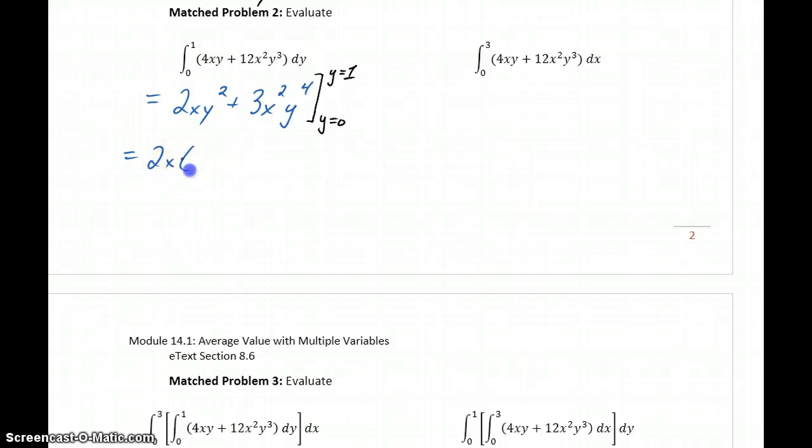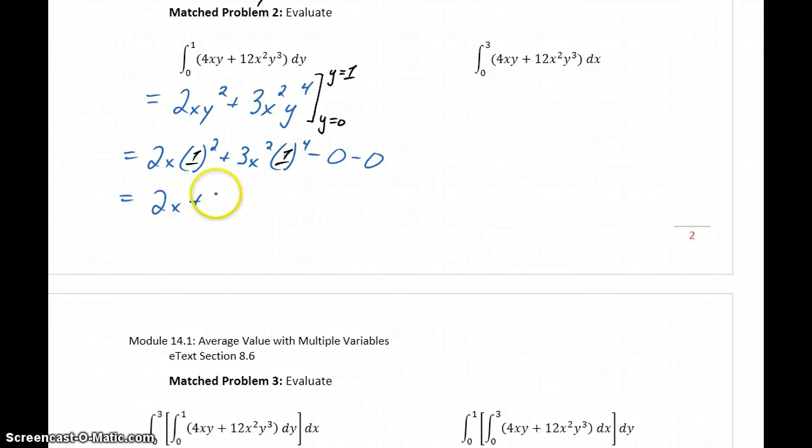So this will become 2x times 1 squared plus 3x squared times 1 to the fourth. So that's that function evaluated at y equals 1. And then when we plug in y equals 0, this will go to 0, this will go to 0. So we're subtracting 0 minus 0. So our final answer here becomes 2x plus 3x squared. So again, we never substituted any values for x because we were integrating with respect to y. So we're only evaluating this expression at those upper and lower bounds for y.